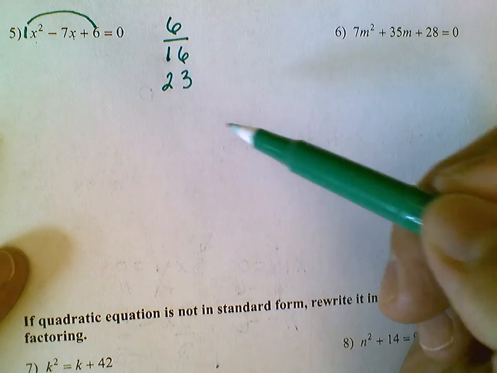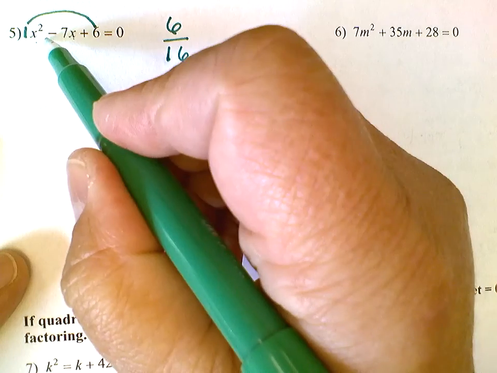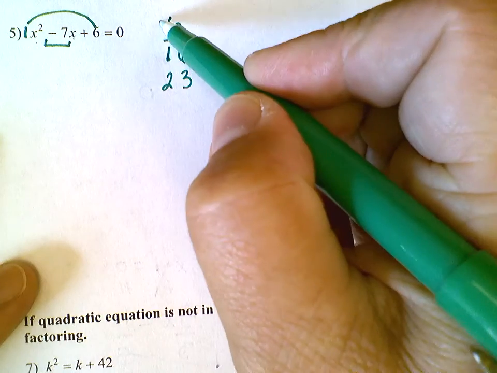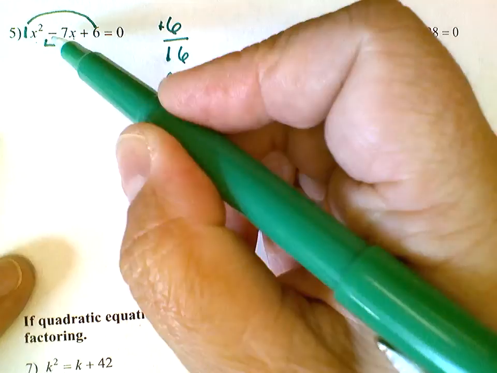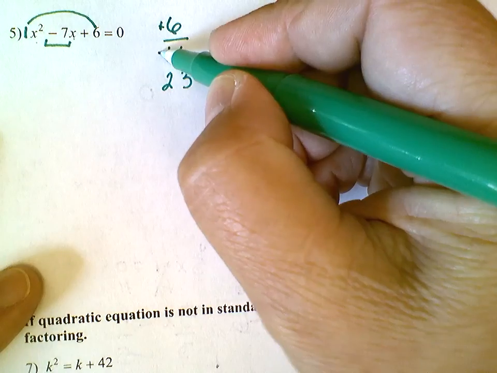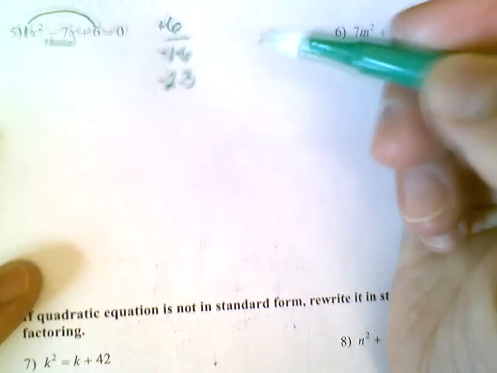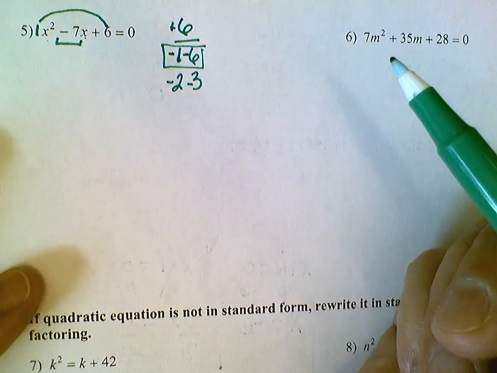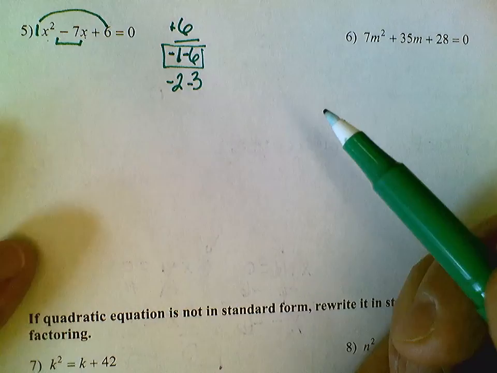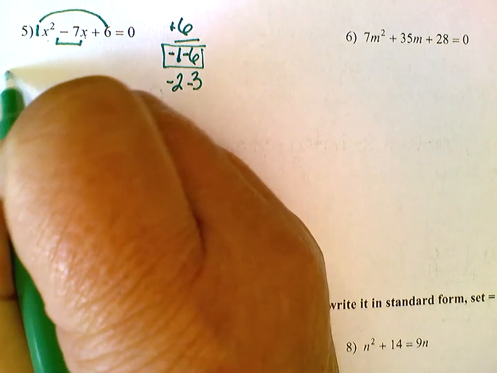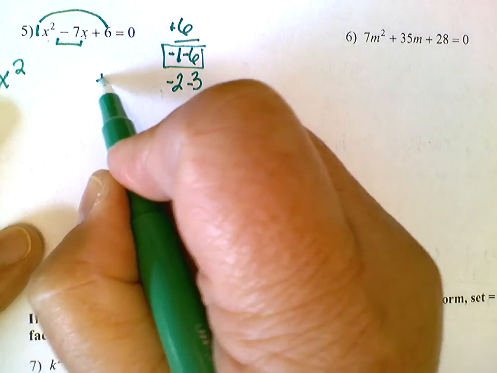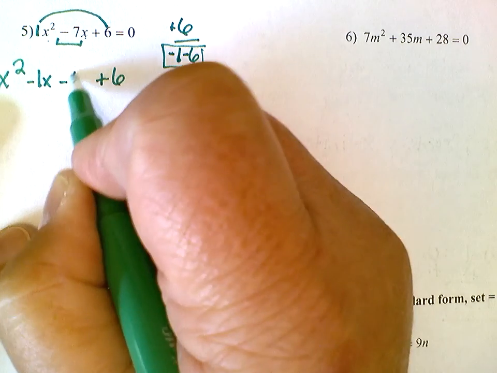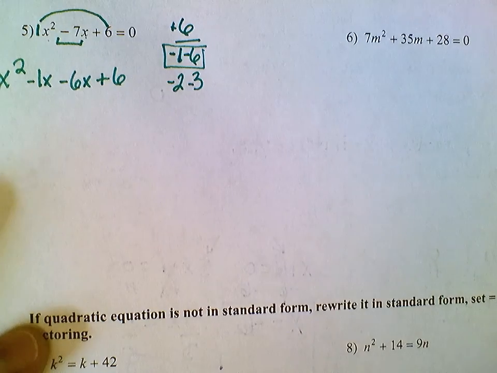And so this is what we have. We need the factors that add up to give us a negative 7. Once again, they multiply to give me a positive, and they add to give me a negative, which means they both have to be negative. So which pair gives me a negative 7? This pair here. So I have x squared in the front, positive 6 in the back, negative 1x, negative 6x.